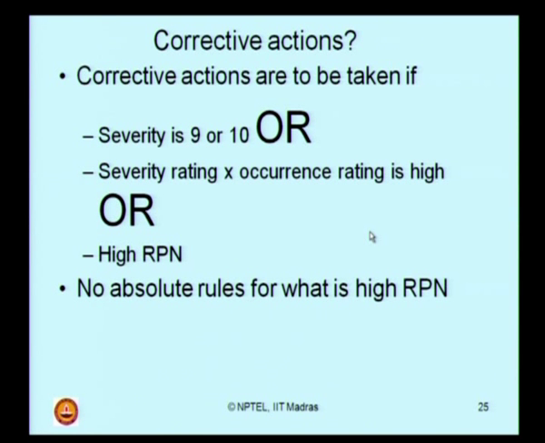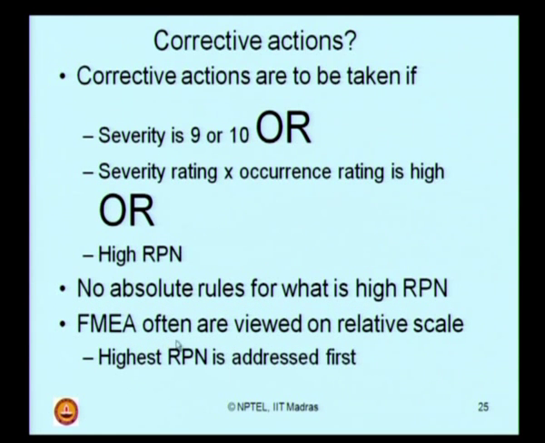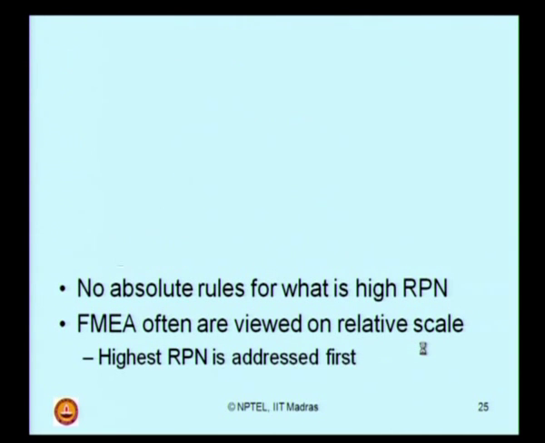But unfortunately, ladies and gentlemen, there are no absolute rules to say what is a high risk priority number. There is nothing like that on high and low. FMEAs are often viewed on a relative scale. So, the highest RPN is first addressed in the analysis.